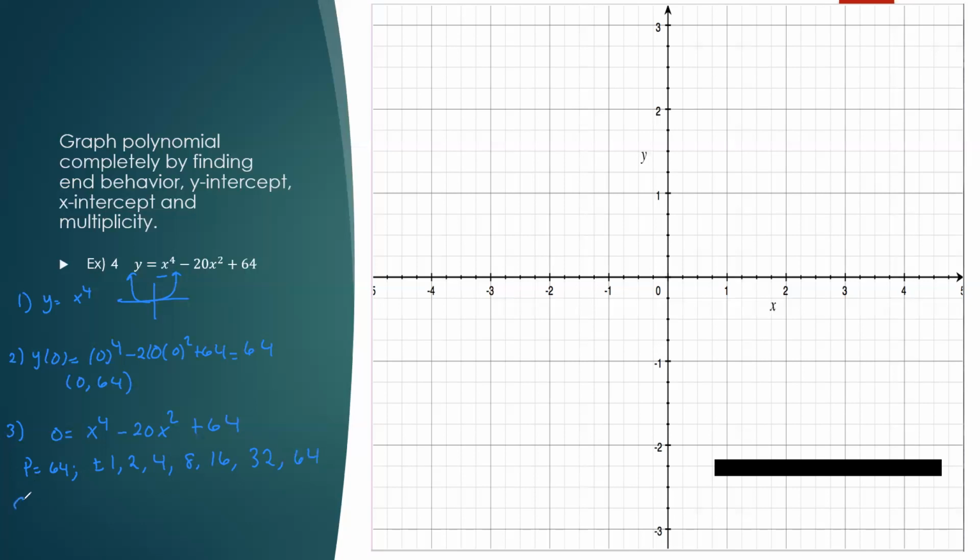And then our Q is 1, and all the factors of 1 are plus or minus 1. So your possible zeros are P over Q, which is basically all this number over 1. So really your possible zeros are plus or minus 1, 2, 4, 8, 16, 32, and 64.